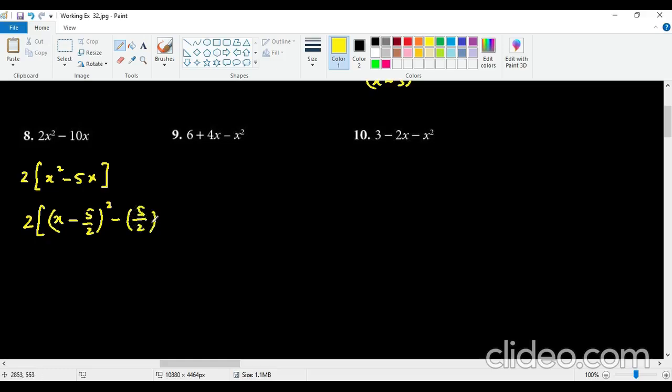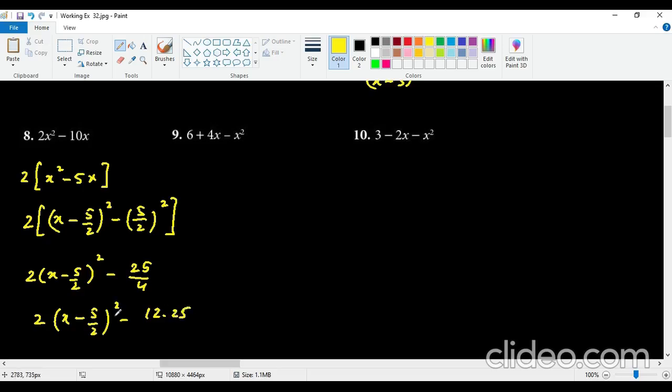Now soon after this, I'll multiply this with this and later with this. This is like expanding brackets. So this is going to become 2(x − 5/2) whole square, and this is going to become 25 over 4. 25 over 4 is going to give us 2(x − 5/2) whole square, and then minus 12.25. This is going to be your final answer for this question.